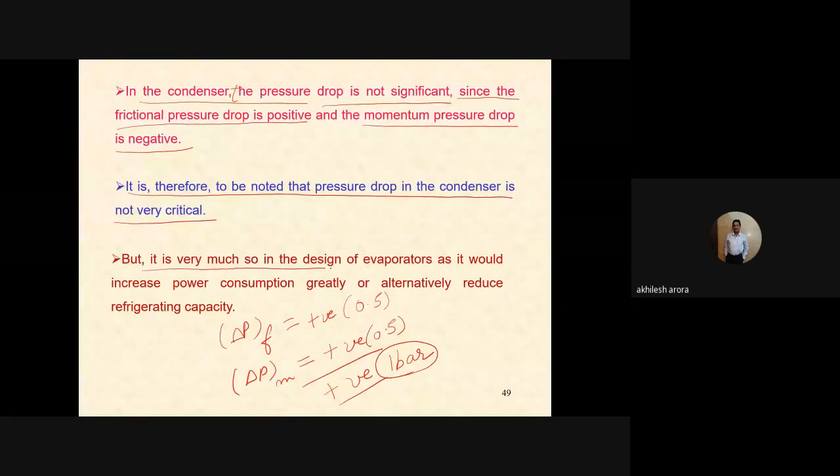much so in the design of the evaporator, as it would increase power consumption greatly or alternatively reduce the refrigerating capacity. You know, when the pressure in the evaporator will drop, so the pressure ratio across the compressor will increase. That is why the power consumption will increase and the refrigerating capacity will also reduce, because if we are going for lower evaporator pressure, in that particular case the refrigerating capacity also reduces because the mass flow rate reduces.